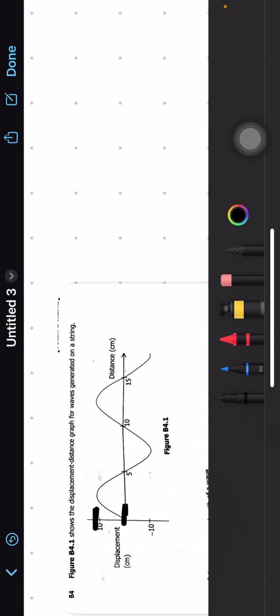So we can say the amplitude is plus or minus 10, because we are also taking into consideration the negative 10 there. So if the maximum displacement is happening on the positive side, it's also happening on the negative side there. That's why I've put the negative. Okay, so that is the amplitude of the wave. Let's move on.